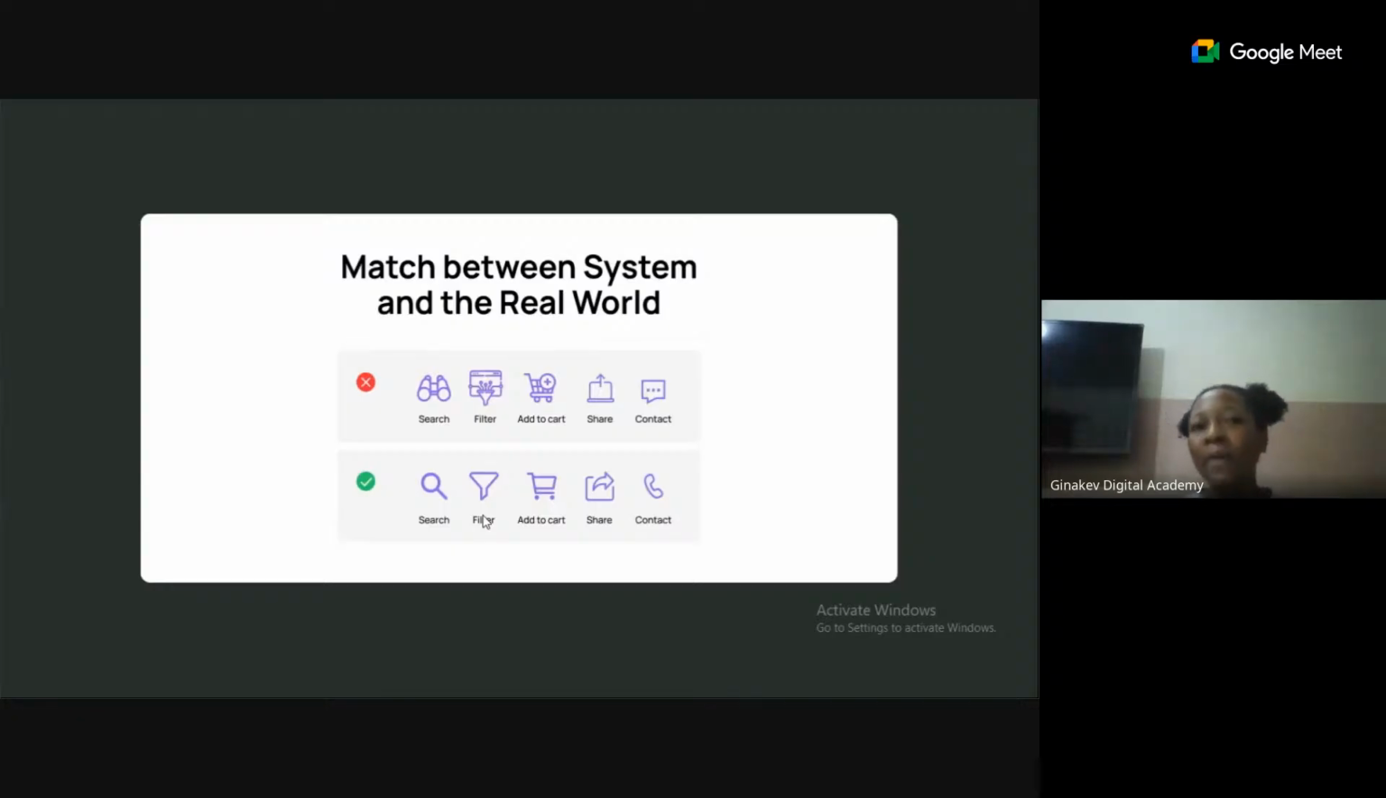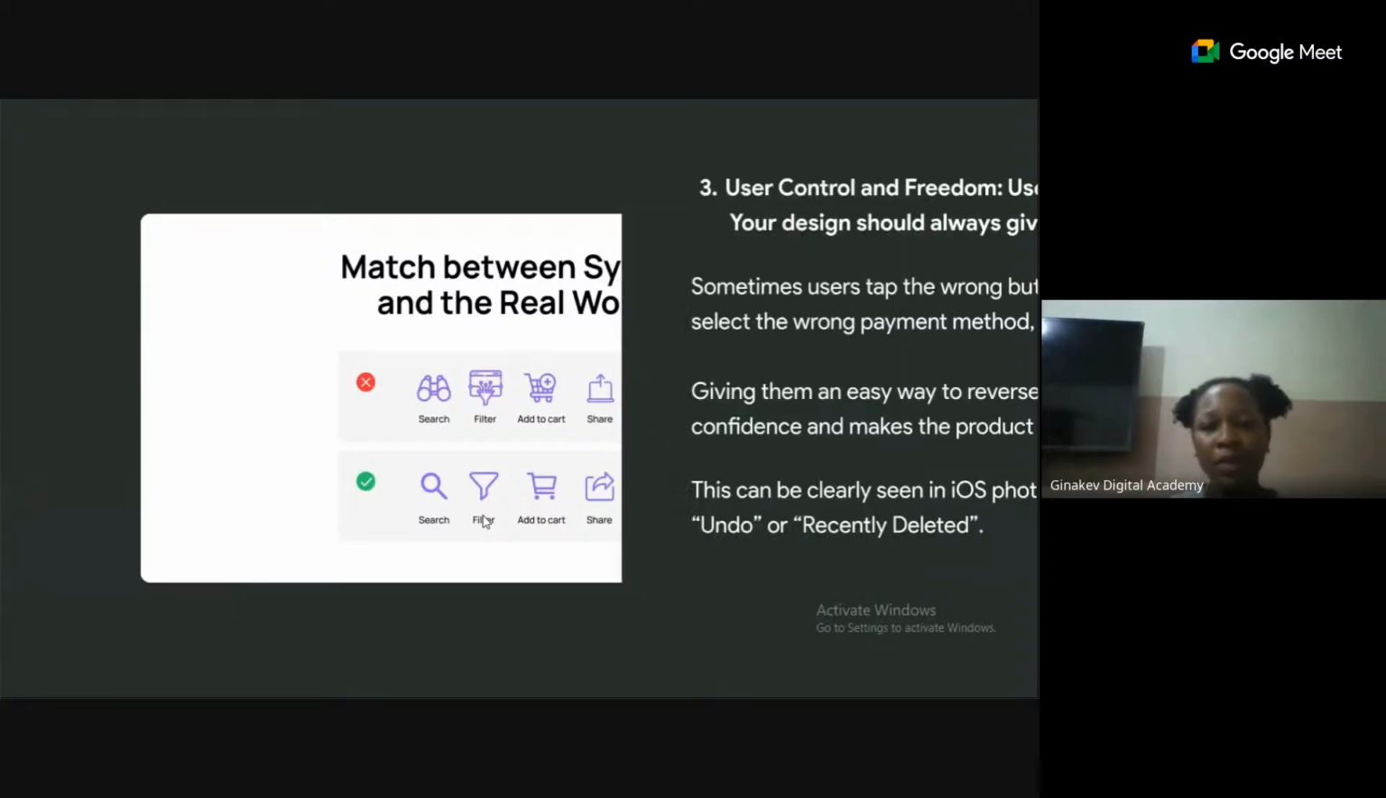In an e-commerce app, there are kinds of terminologies and icons they use. When it comes to a finance app, there are also kinds of terminologies and icons they use. You'll be able to recognize that and put it in your design. So that's what that means.